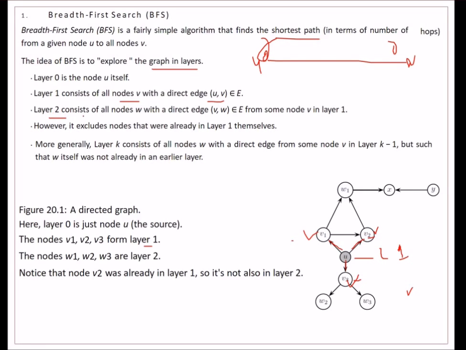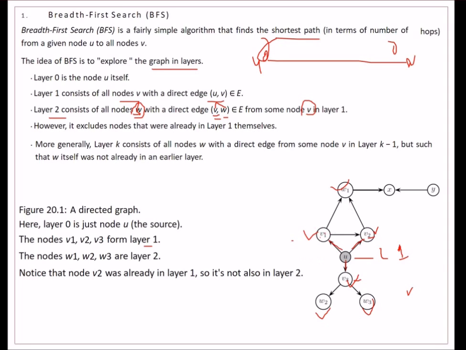So layer 2 consists of all nodes W. It is not U, neither V, it is something else, W. It consists of all nodes W with a direct edge from some node V in layer 1. In this case, V1, V2 and V3 were in layer 1 and W1, W2, W3 are in layer 2.